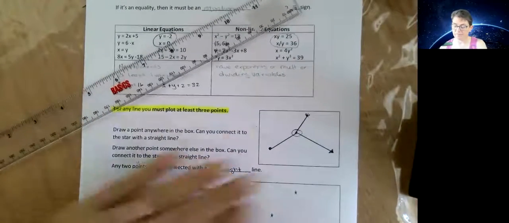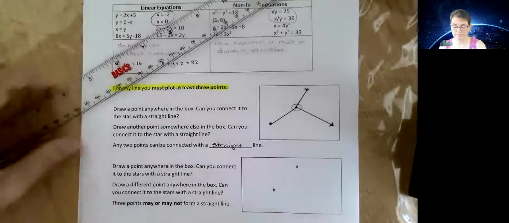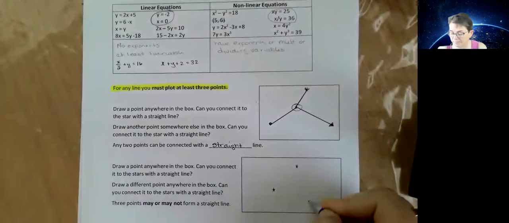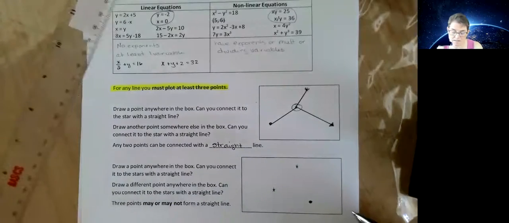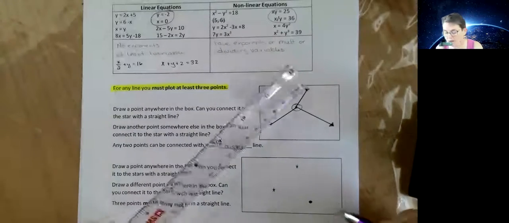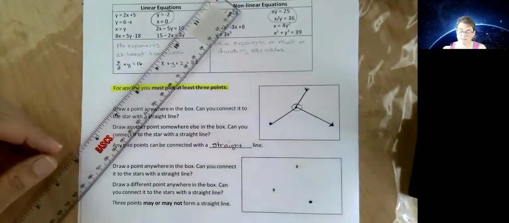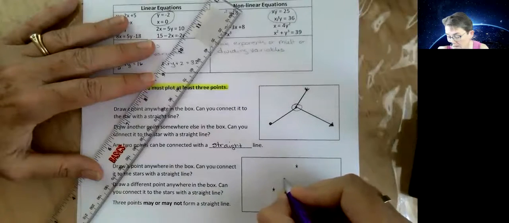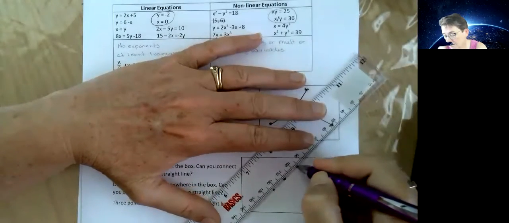Now let's look at this bottom one. Draw a point anywhere in the box, put it over there. Can you connect the two stars and the point? No, I can't connect these 2 stars and that point, so they are not on the same line. Okay, draw a different point. I'm going to eyeball it and make this work, because here's my new point. If I put it there, then I can.